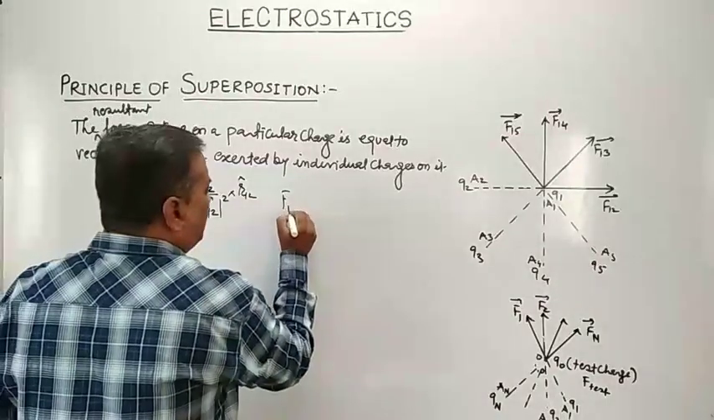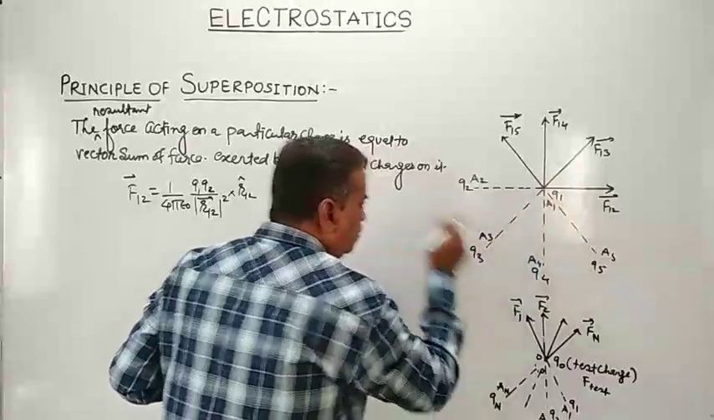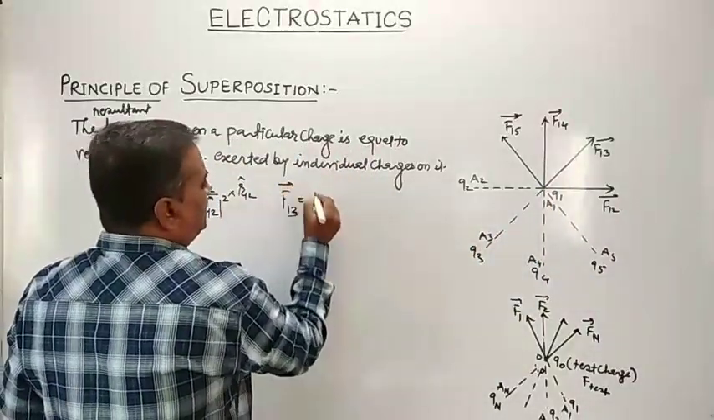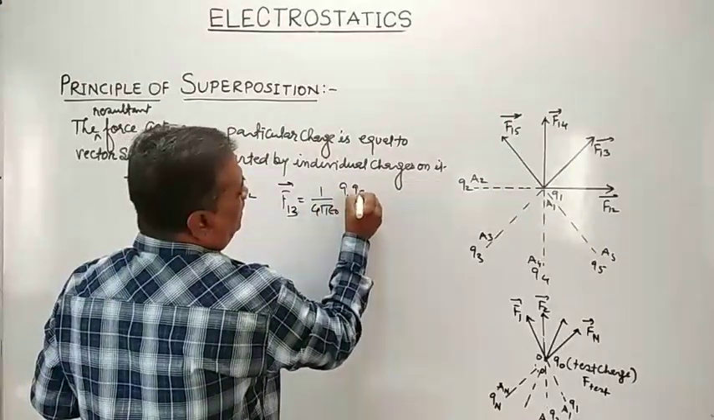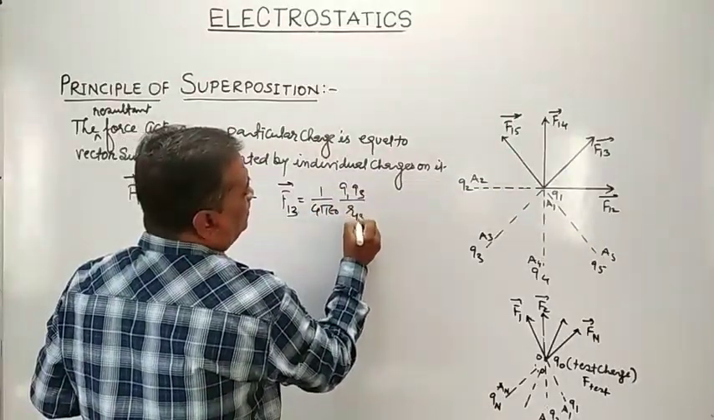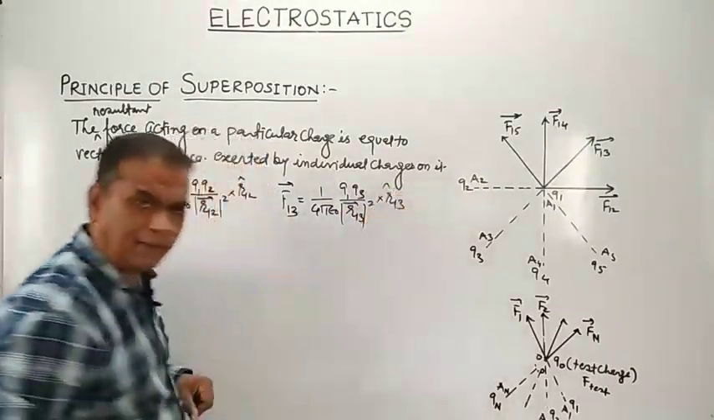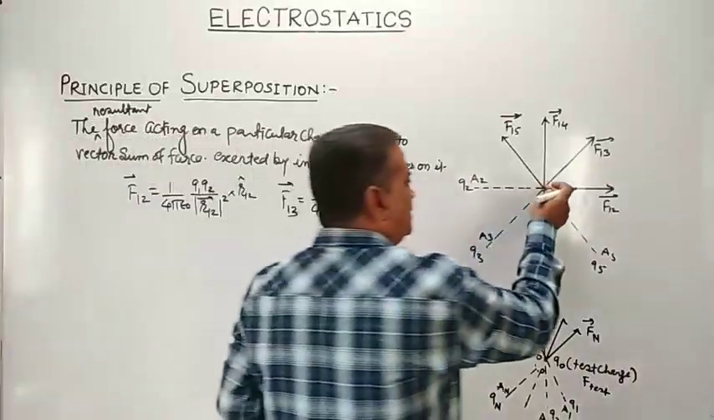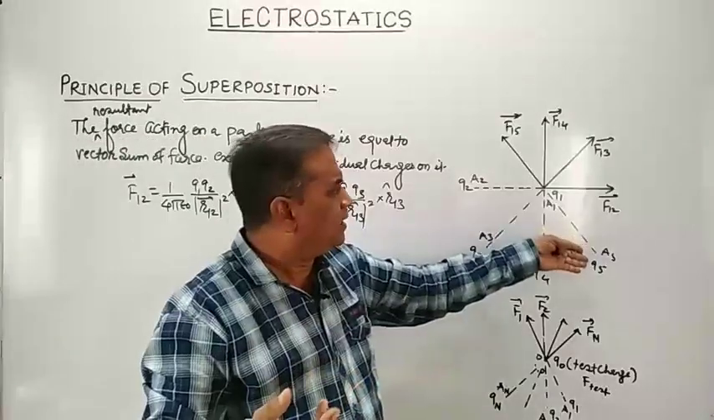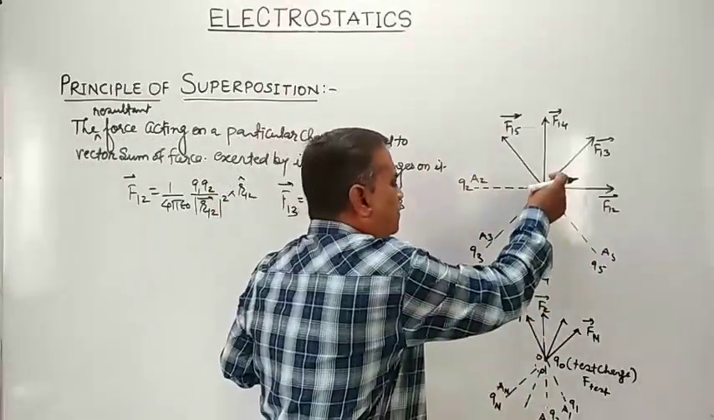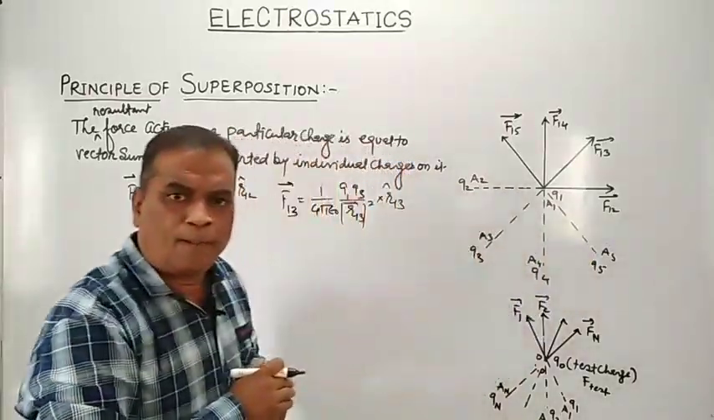Similarly, the force acting on charge Q1 due to charge Q3 is equal to 1 upon 4 pi epsilon 0, Q1 Q3 divided by mod R13 square, into unit vector R13 cap, in this manner, and this force F13 is acting along this arrow. So you can calculate the force acting on charge Q1 first due to Q2, then due to Q3, Q4, Q5.